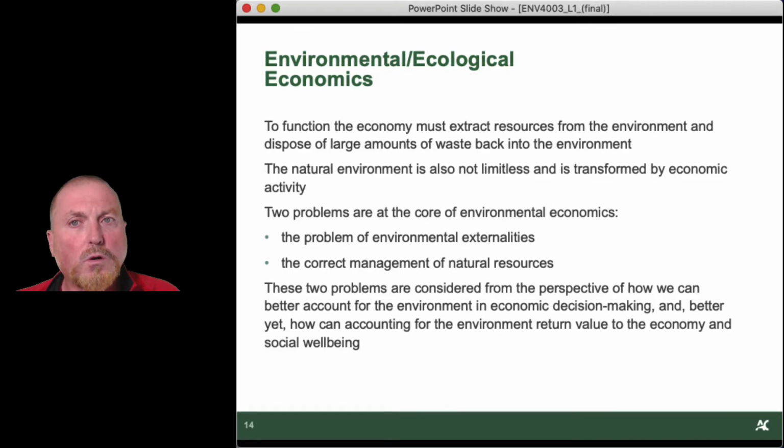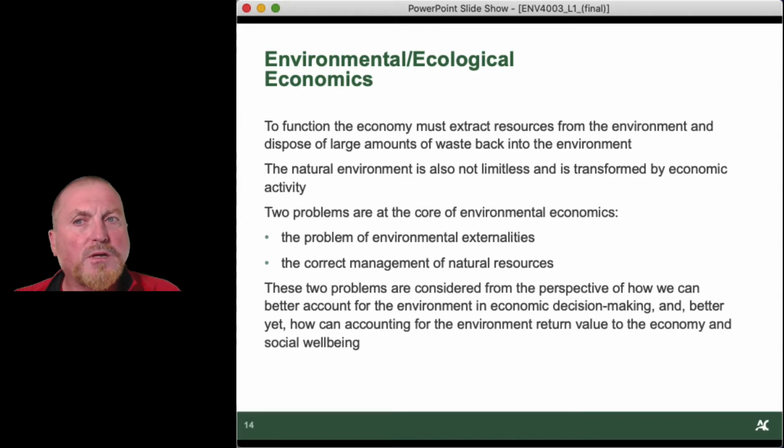Two problems are at the core of environmental economics. The problem of environmental externalities, and we'll be talking about that in future lessons, and the correct management of natural resources. Ecological economists would actually say the problem is there's too many of us, we're growing too fast, we have to find a way to limit strains on carrying capacity of the natural environment, we have to find a way to adopt a steady population, a steady state economy. Okay? Obviously, that would be great if you're a true believer in the environment, but the reality is perhaps a mountain too tall to climb. Okay?